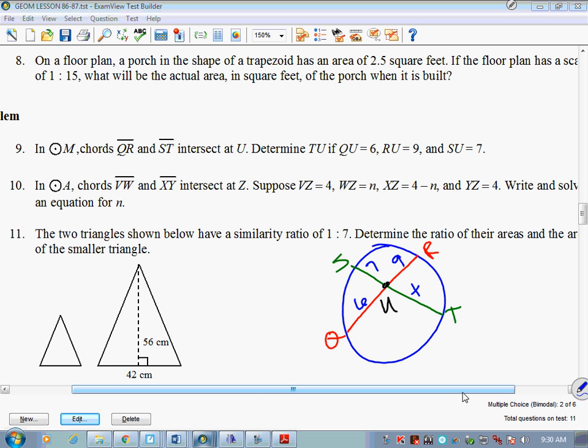So Casey, can you give me the numbers representing the segments of one chord? Like, let's say QR. What are the segments of QR? 6 and 9. So we're going to multiply 6 times 9, and we're going to set that equal to the product of the segments of the other chord. What are the segments of the other chord? 7 and X. So we're going to say 6 times 9 equals 7X. What's 6 times 9? So we're saying 54 equals 7X.